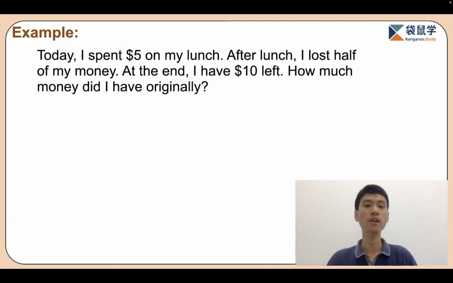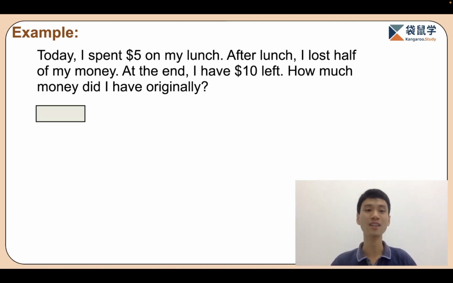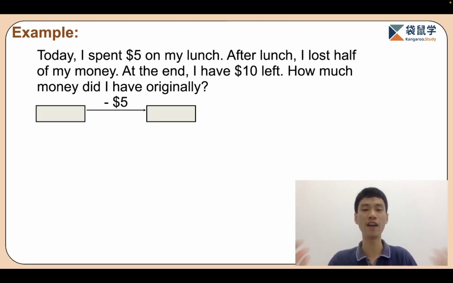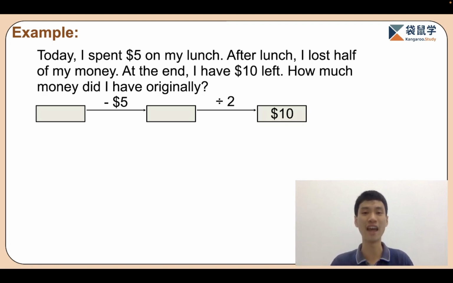So let's go. So first, I would draw an empty box to represent the money I had originally. I would then draw a right arrow to represent the $5 I spent on my lunch. And to account for this, I would subtract $5 to a second empty box, a value I don't know. Another right arrow to account for losing half of my money, and to account for that, I would divide by 2 to get the $10 I have left.